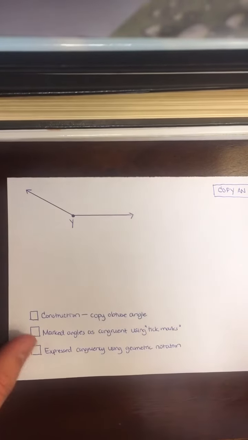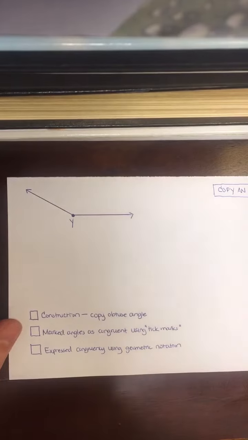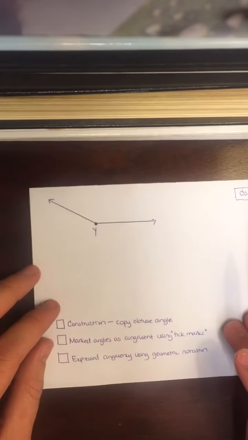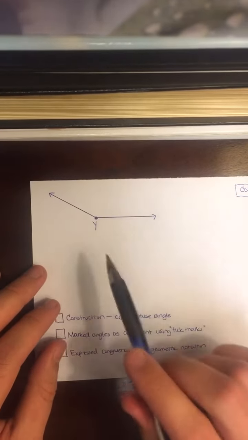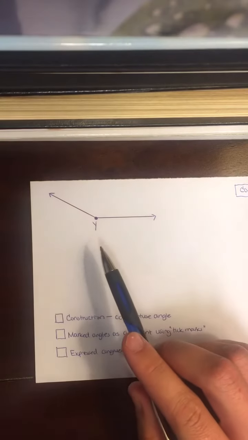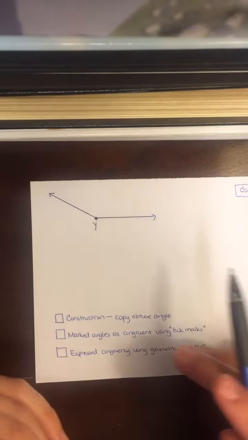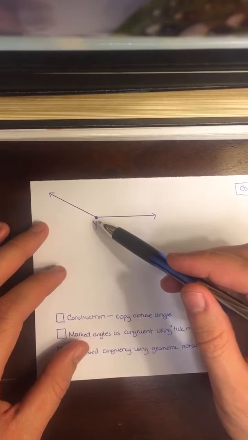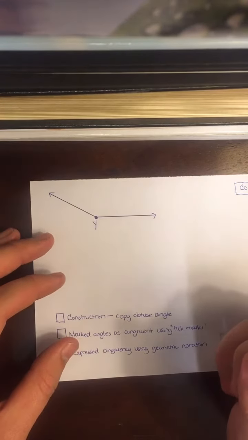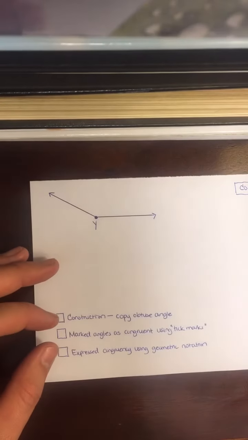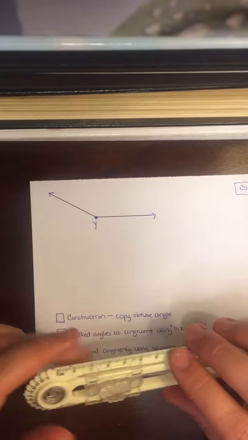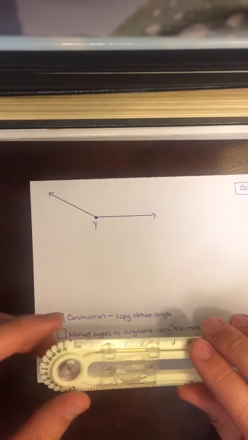All right, so another type of construction that we went over in class was how to copy an obtuse angle. And you can see off to the right-hand side of my page that I have an obtuse angle. Again, obtuse angles are any angles that are larger than 90 degrees. And we can see that this angle is quite large, much larger than 90 degrees. So we're going to go through the process of how to actually copy this specific obtuse angle.